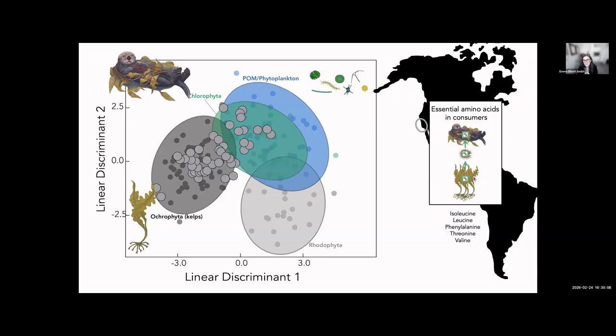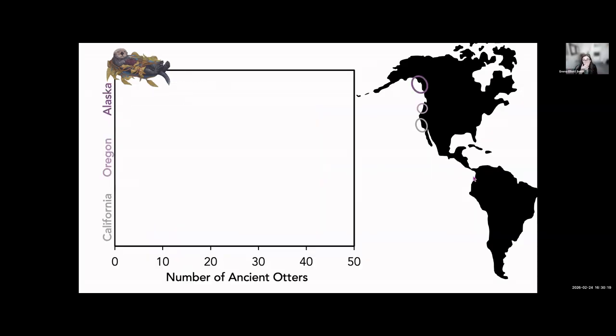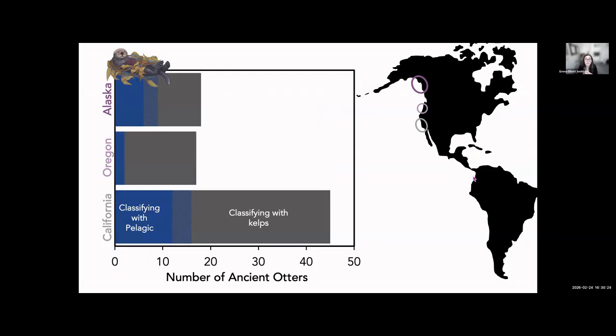Okay, so the next step for us was to conduct a bootstrap resampling approach for this model to evaluate the sensitivity of this classification for our sea otter samples. So what we found, shown here in the blue, are individual specimens that consistently classified with phytoplankton, or what is denoted here as pelagic sources, across every bootstrap iteration. So we're confident those are individuals that were living in phytoplankton-fueled environments. And then same thing in gray is shown for sea otters that we're consistently classifying with our kelp samples.